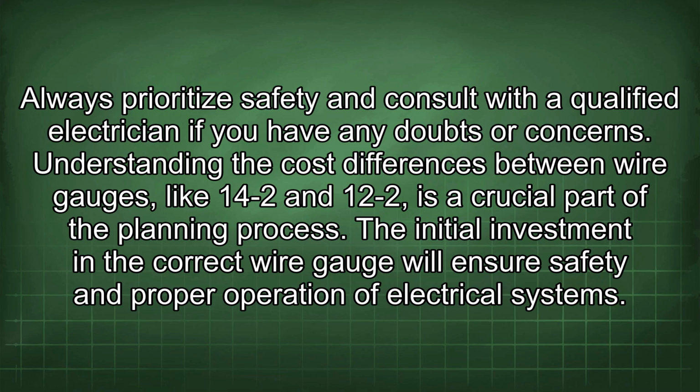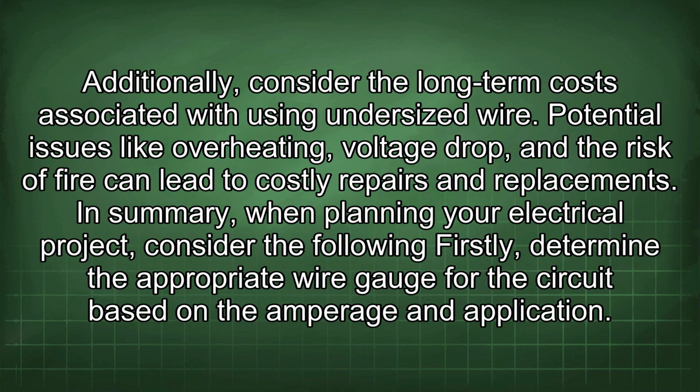Understanding the cost differences between wire gauges, like 14-2 and 12-2, is a crucial part of the planning process. The initial investment in the correct wire gauge will ensure safety and proper operation of electrical systems. Additionally, consider the long-term costs associated with using undersized wire. Potential issues like overheating, voltage drop, and the risk of fire can lead to costly repairs and replacements.